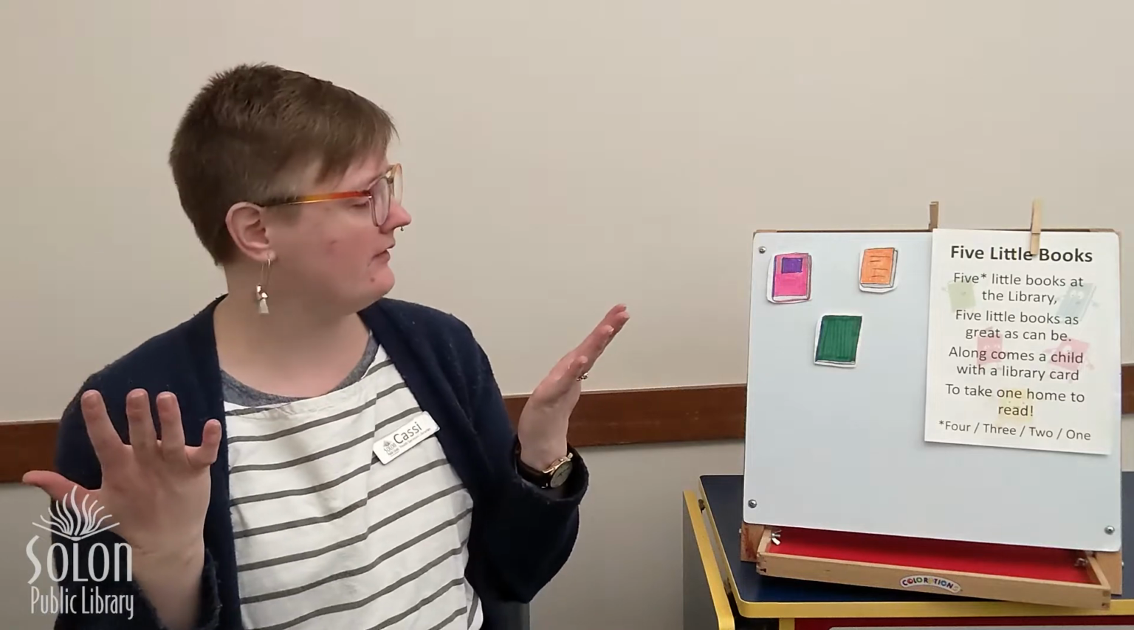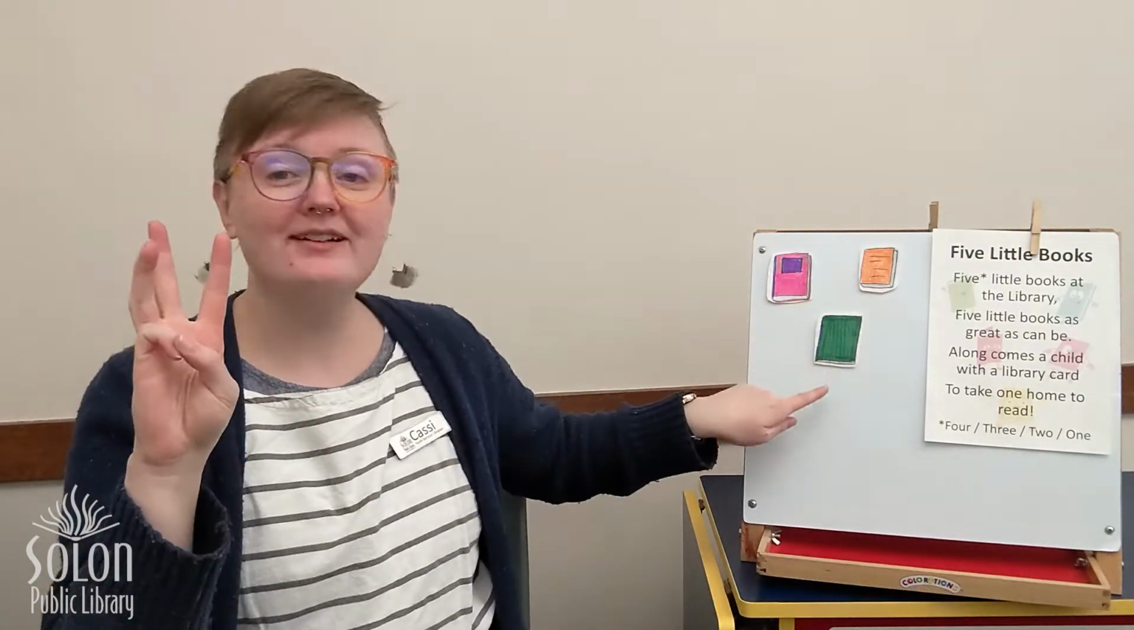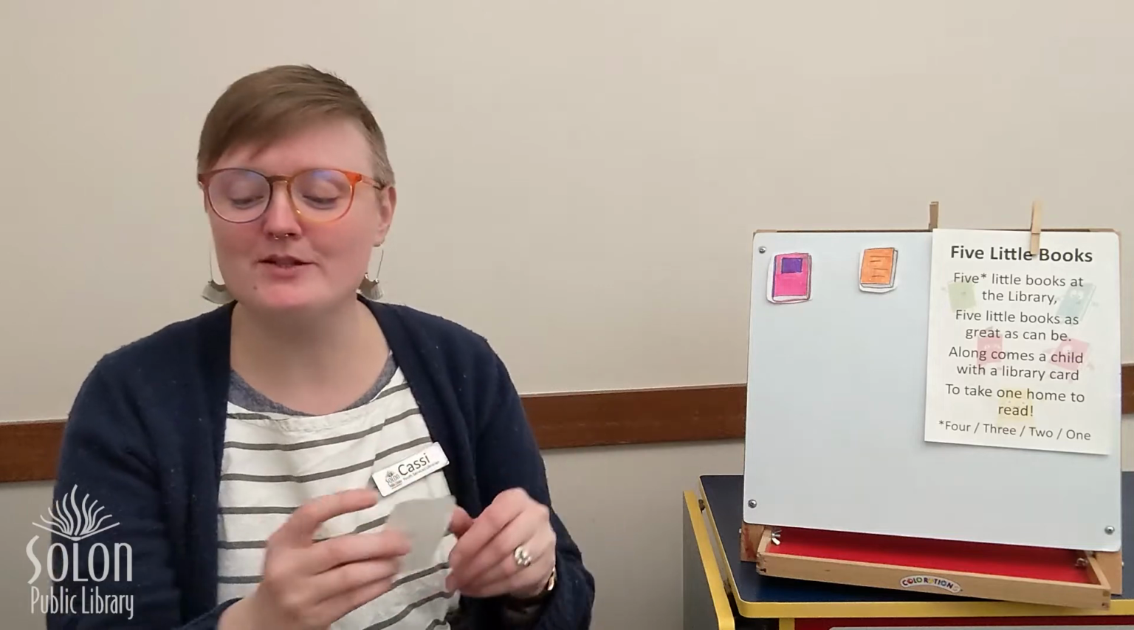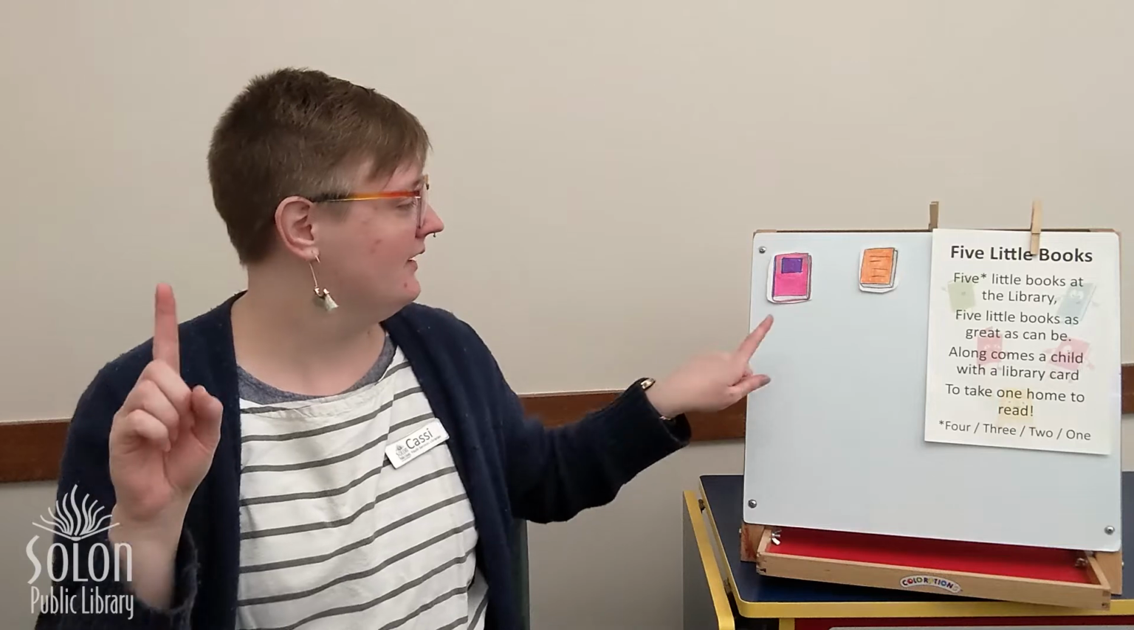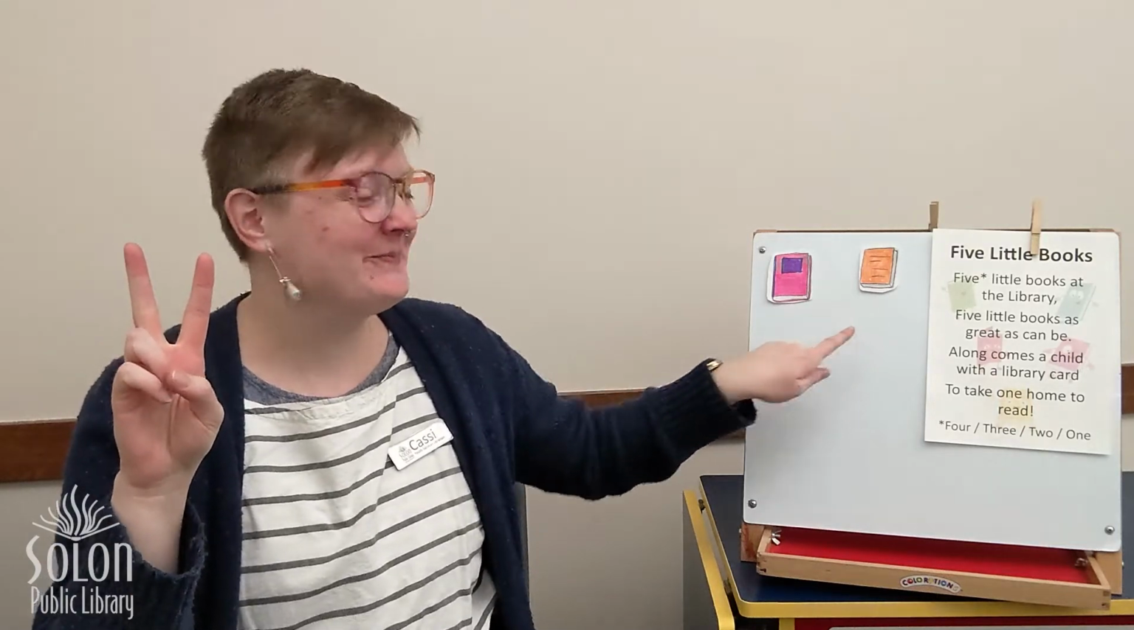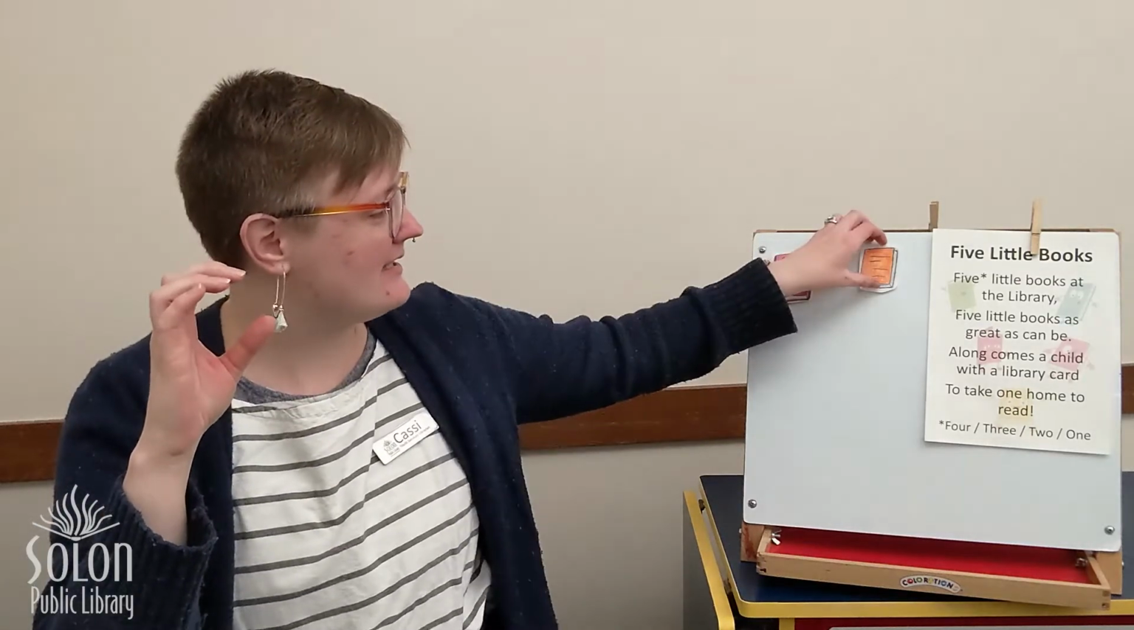How many books do we have left? 1, 2, 3. 3 little books at the library. 3 little books as great as can be. Along comes a child with a library card to take one home to read. How many books do we have left? 1, 2. 2 little books at the library. 2 little books as great as can be. Along comes a child with a library card to take one home to read.